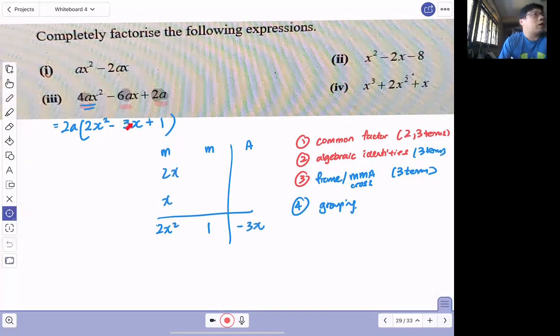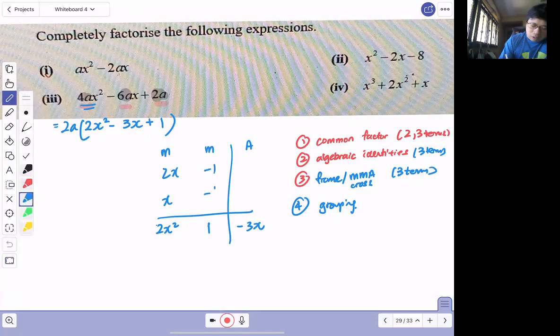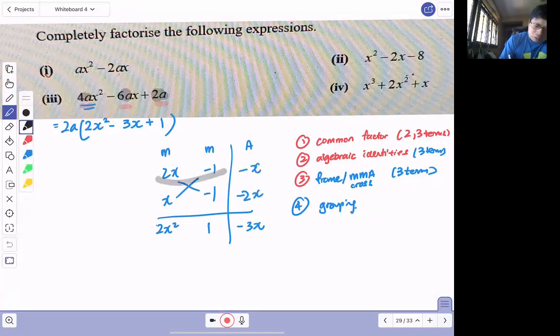Because I know that we are going to have a negative here, I'm going to choose negative factors for my 1, so that I can get a negative factor. Negative 1, negative 1. Let's see. This gives me minus 2x. This gives me minus x. Oh, nice. Okay, so this is my factorization.